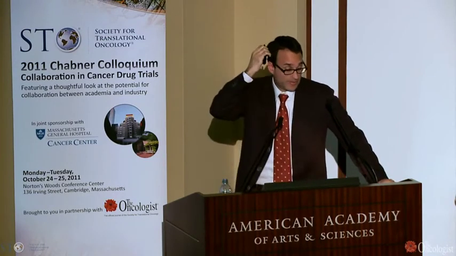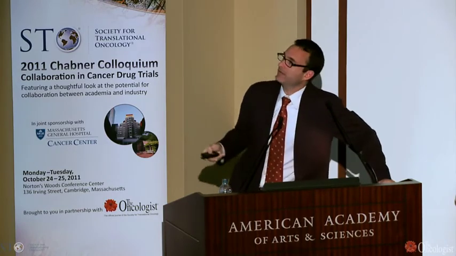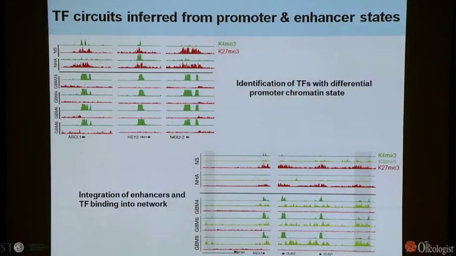So I'll just show you a little bit of the data to start with. Here's a comparison: at the top, showing some normal stem cells, normal astrocytes, and then the next four are the various GBM stem cell tumors. The green is one of the marks associated with transcriptional activity, and the red is a mark associated with repression.